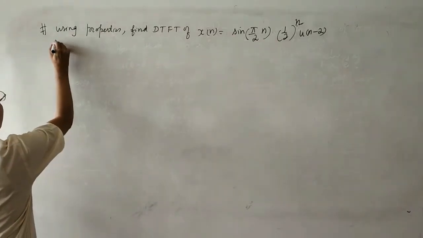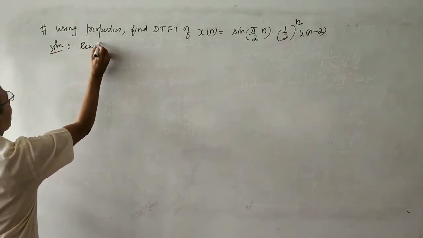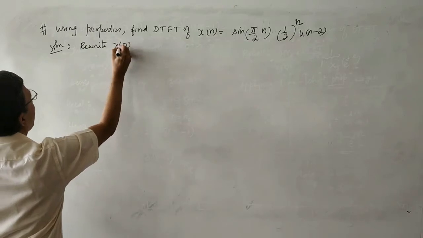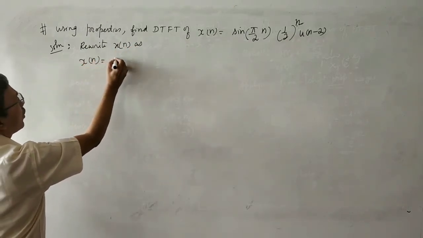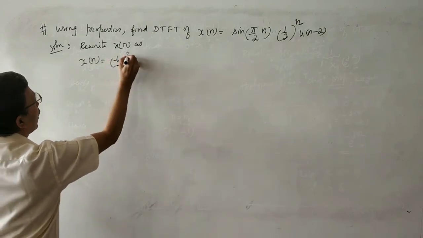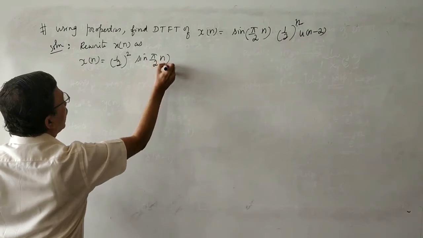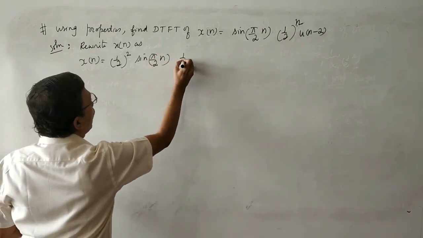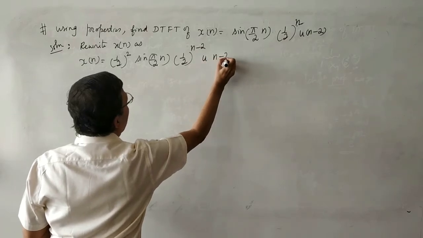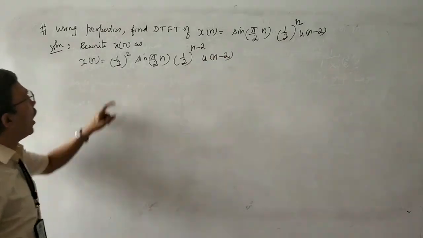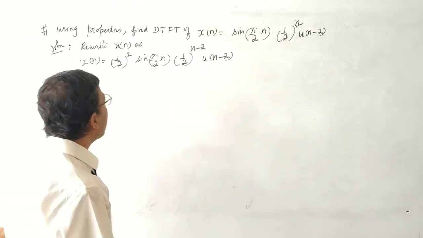Solution. Rewrite x of n as x of n is equal to half square into sine pi by 2 into n into half to the power n minus 2 u of n minus 2. Half square into half to the power n minus 2 is half to the power n.